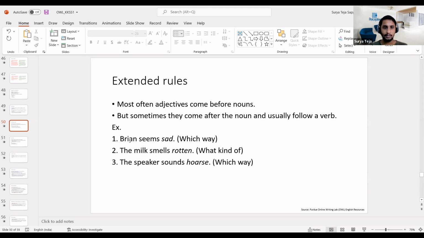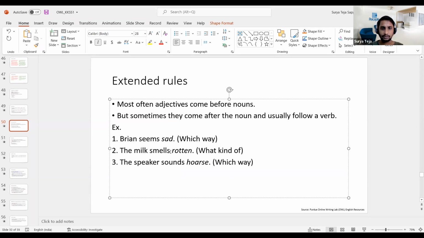If you see here, Brian seems sad. We are talking about what way Brian is. We are not talking about the verb. We are still talking about the noun only. But the way we expressed it, the adjective is coming after the verb and the noun is coming before. So it depends upon how exactly we want to express a thought. If you see the second sentence also, the milk smells rotten. Here the noun has come before the adjective, and the adjective follows the verb. As you see, it is coming after the verb.